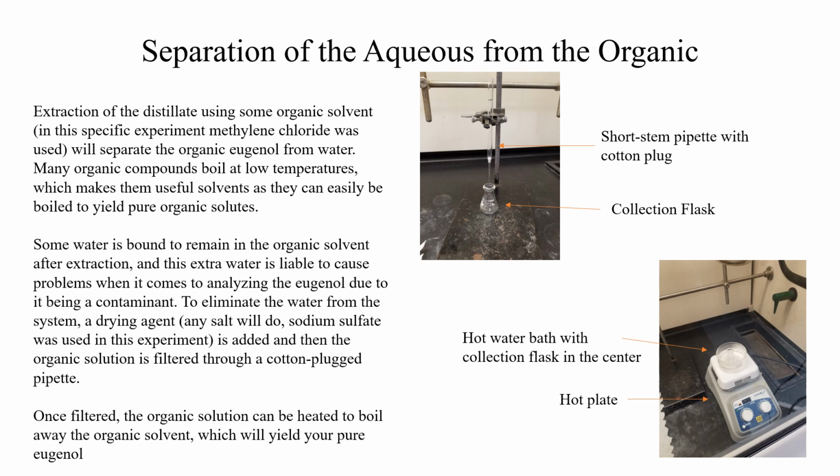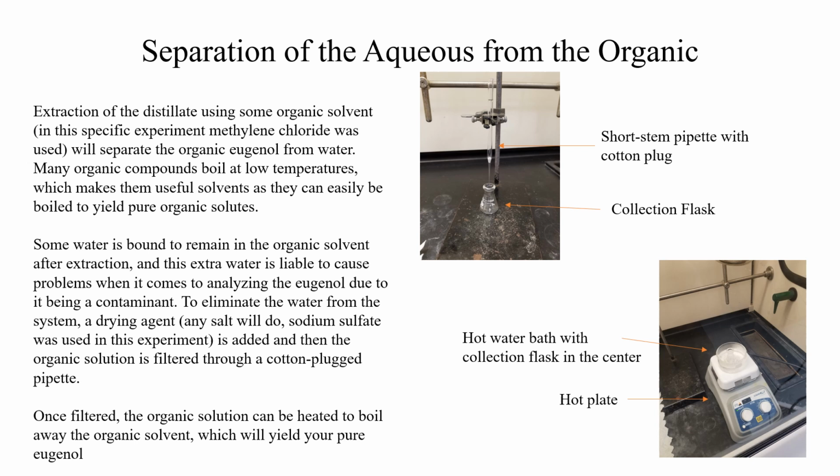And once we add the drying agent, we then filter our organic solution through a pipette filtration system, which is just a short stem pipette fit with a cotton plug. Run that through the pipette a few times, collect it in another collection flask, and then we finally have our organic solution that should have our solvent as well as our solute, eugenol. And now we have our organic solvent that can be boiled at a very low temperature.